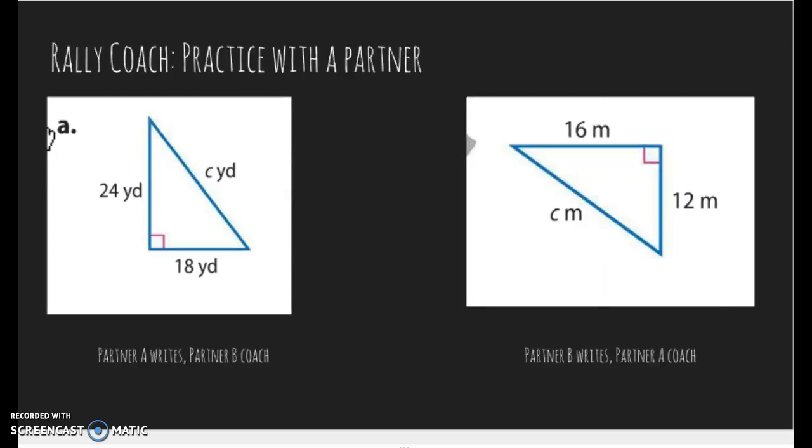What I'd like you to do at this point is take a moment to rally coach with your partner and practice. If you are partner A, you are going to take a look at the first problem. You are going to be writing down what partner B is telling you to write down. So partner B, you are actually coaching partner A. You're going to give the formula, input the numbers where you'd like to, and explain how you would go about solving that problem. Then when you finish, you'll switch roles, and partner B will write while partner A coaches. So your teacher will be pausing the video at this point so that you are able to work on that and check your answers with each other.